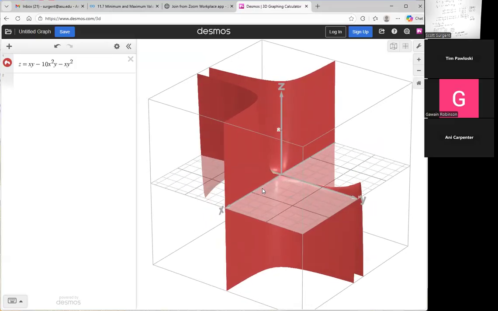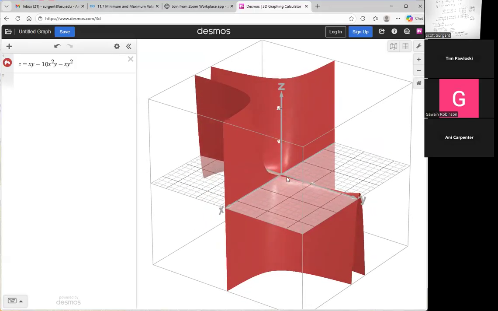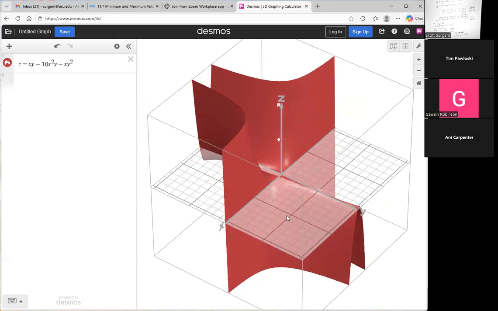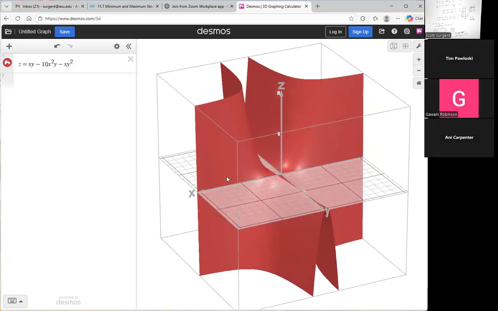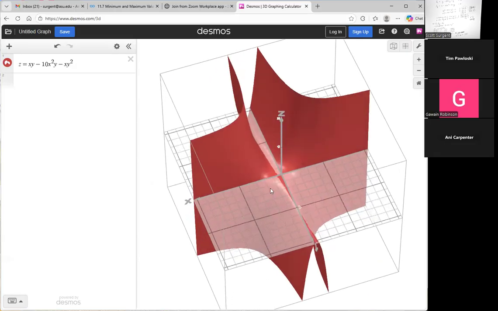Let's see if we can make sense of this. The 0, 0 right there, that's the origin. That was one critical point. Can you guys see my cursor when I move it? Yes, sir. Okay. That looks like a saddle. Yeah, sure enough. It looks like a weird saddle.